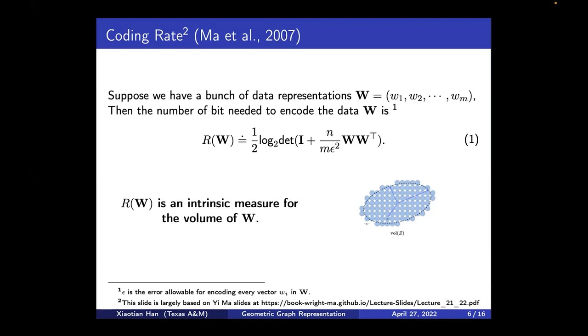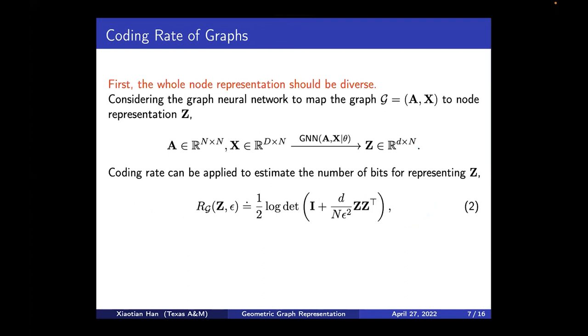Actually, the R(W) here is a measurement for the volume of W. You can just understand it as an information measurement of W. It can measure the information hidden in the whole embedding. If the information is more, then the coding rate will be larger. And if the coding rate is smaller, it means the embedding will have less information and its volume is small. So, based on the coding rate, we design coding rate for graphs.